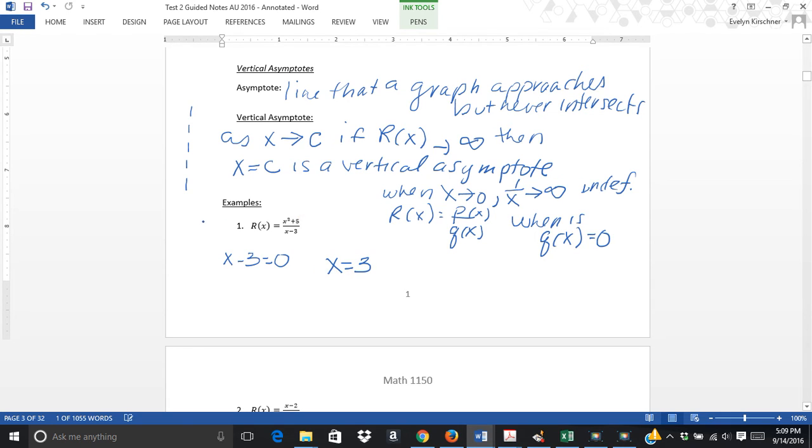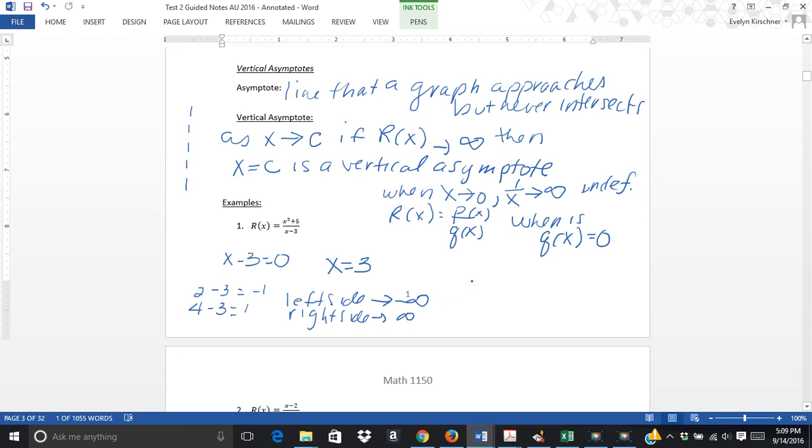Also, what we need to think about is which way it approaches. So if I look here, as x is approaching 3, what's happening? Well, when it's a little bit less than 3, say 2, 2 minus 3 is negative 1, so there's a vertical asymptote here, but on the left side it's going to negative infinity. But if I'm a little bit bigger, let's say 4, then 4 minus 3 that we're dividing by is positive 1. So on the right side, it goes to positive infinity.